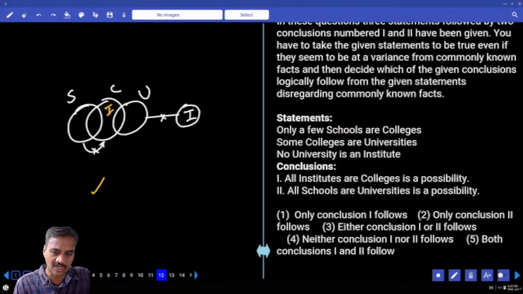Yes. All schools are universities is a possibility. This entire school is a part of university. Tell me whether we are able to write like this or not. Yes. Hence what is your answer? Both 1 and 2. Choice fine. 12th one.